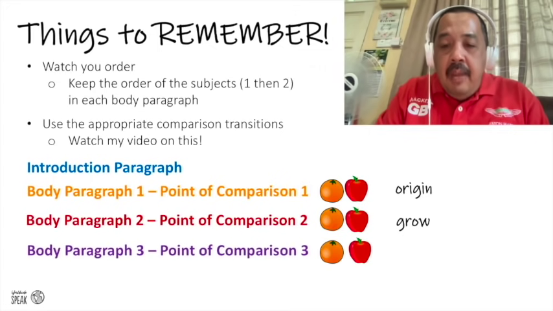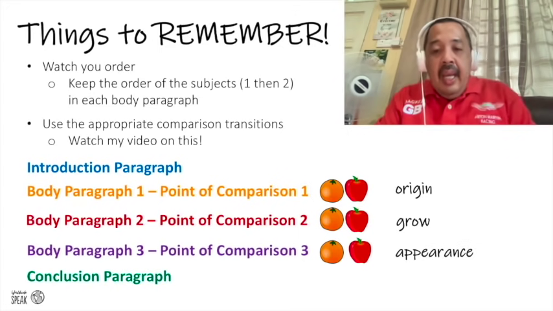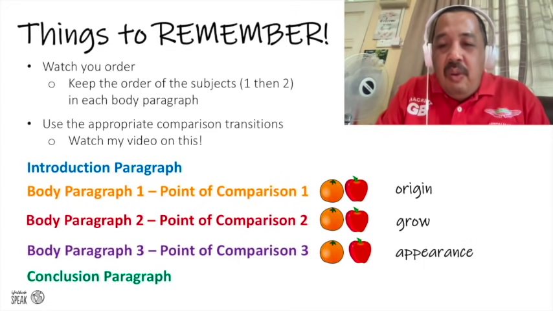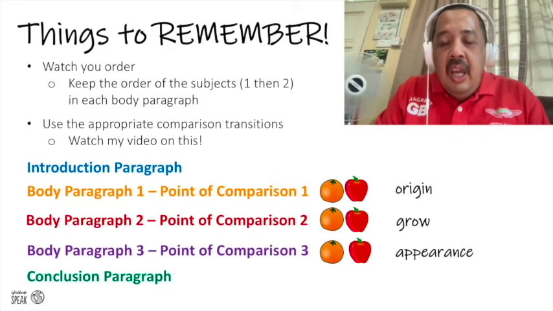And then we have body paragraph number 3. Again, we keep the same order, and for us it was appearance and what they look like. And then you have the conclusion paragraph. So that's it. You just need to really watch your order and use the correct transition, and you are going to write a clear and effective comparison and contrast essay.